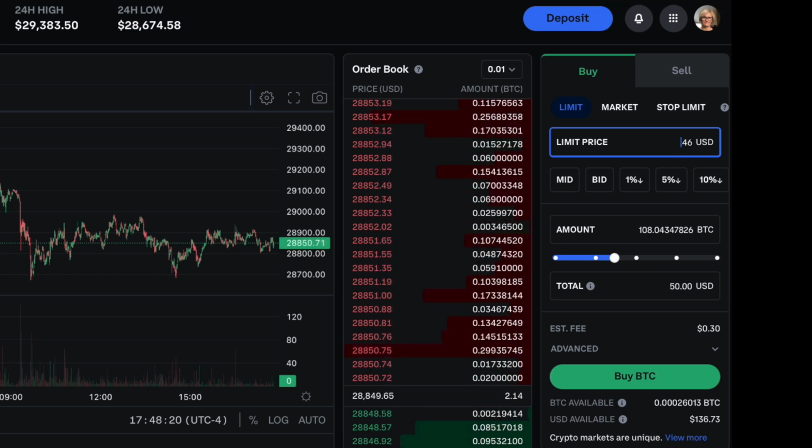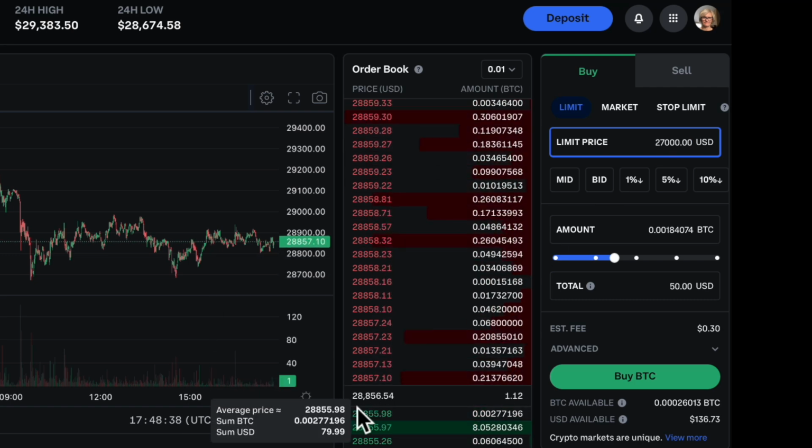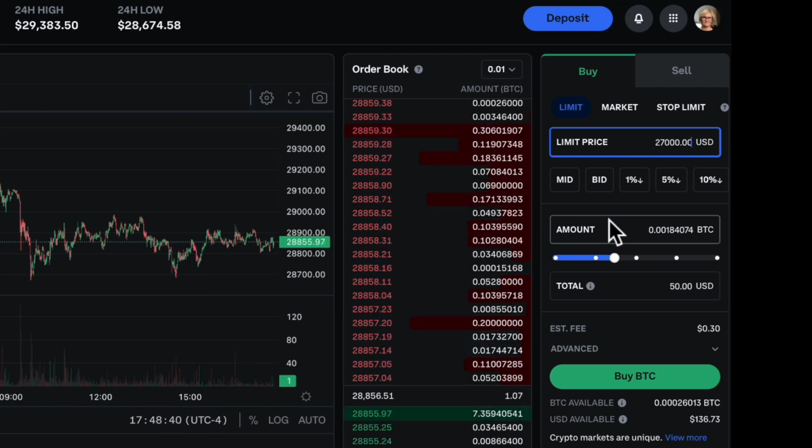So I'm going to say, let's just say 27,000. 27,000.00. There we go. So that is my price. So while the market is in 28.8 range, I'm going to have to see a drop to 27,000 before my limit order is picked up. So I've got my limit price here. I've got my amount here. And again, my total is $50. That's how much I want to purchase.